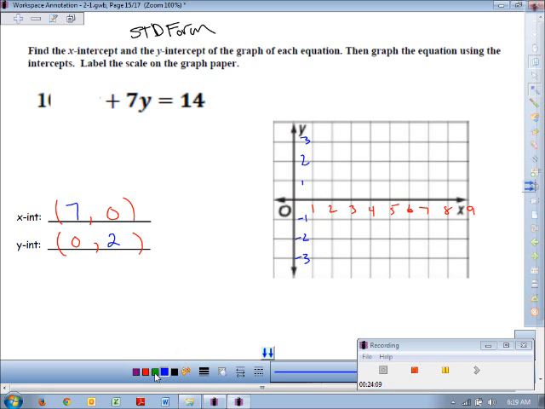And then let's plot the y-intercept, which is at 0, 2, and the x-intercept, which is at 7, 0. And then take a straight edge and let's connect those dots together, and we'll have that line graphed. And that's one I missed, so there we go. Better. Make sure you go through the 2 points.